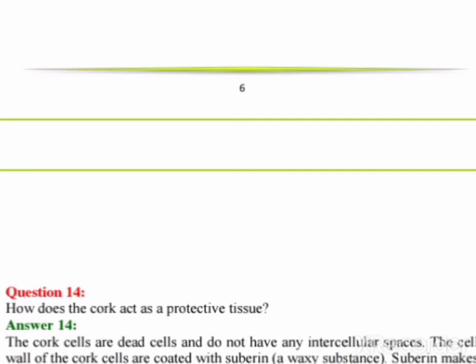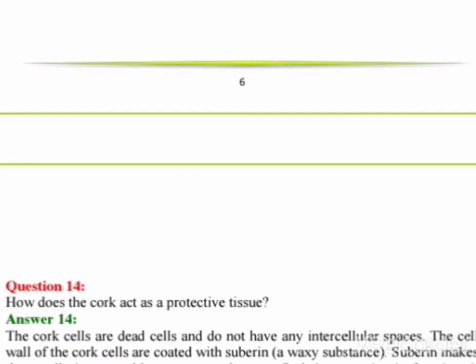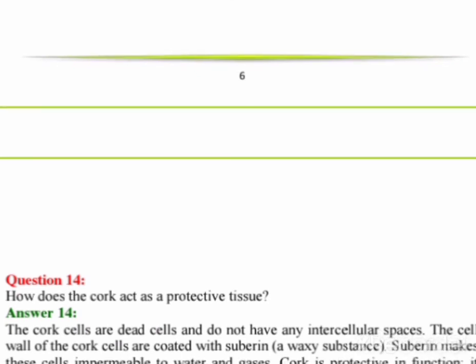And how does this protect our plant? By releasing a waxy substance. The waxy substance's name is suberin. So suberin makes the plant impermeable to water and gas. So this cork is protective in function. It protects underlying tissue from infection and mechanical injury.